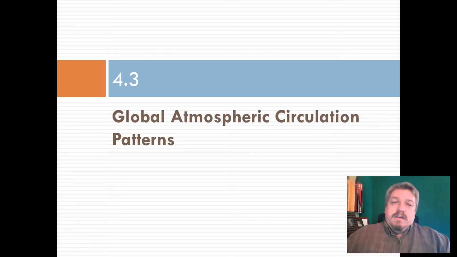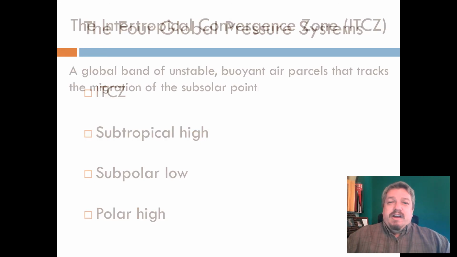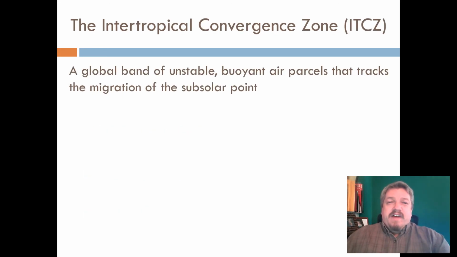Okay, so now that we know how the wind is created, let's talk about the general patterns that we see across the world. And there are basically 4 major air pressure systems that we see. And we're going to go through these in detail. So we'll start off with our first one, the ITCZ, our good old friend. This is that band that kind of follows the equator and the subsolar point, so it moves north in the summer, south in the winter.